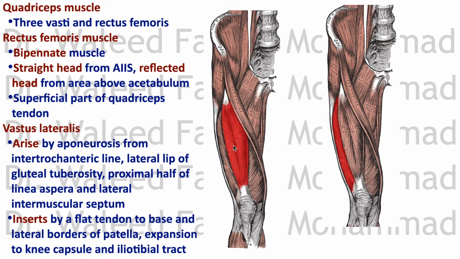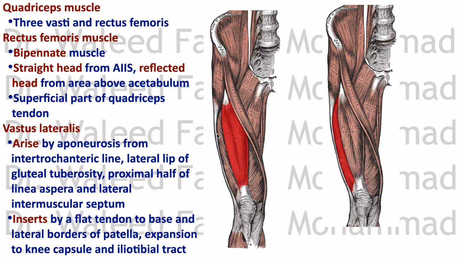It has a straight head that comes from the anterior inferior iliac spine, and a reflected head that comes from the superior surface of the acetabulum, and it joins the straight head and forms the rectus femoris muscle, and it's the most superficial of the quadriceps femoris muscle, as you can see here. The tendon of the rectus femoris forms the top layer of the quadriceps tendon. We will discuss this soon.